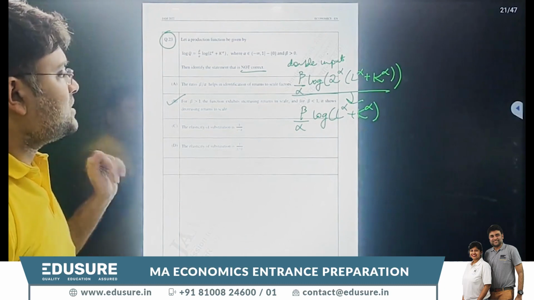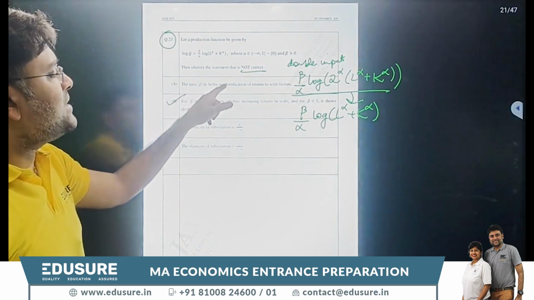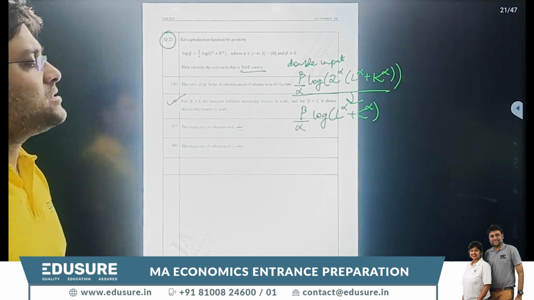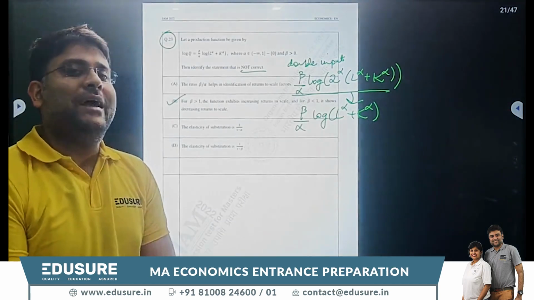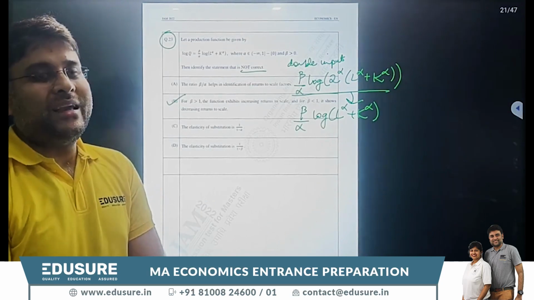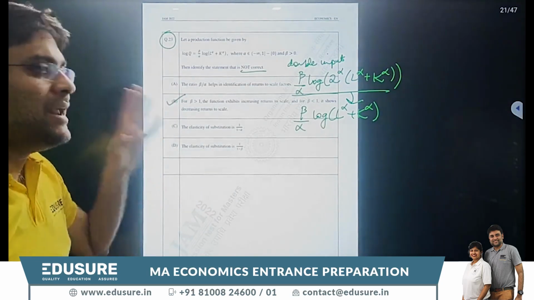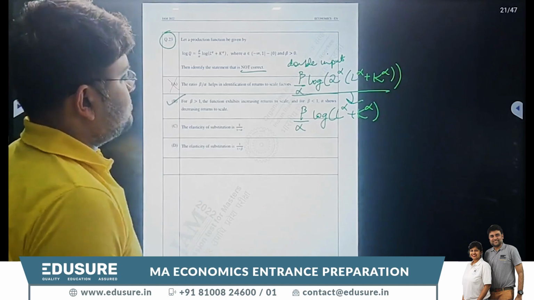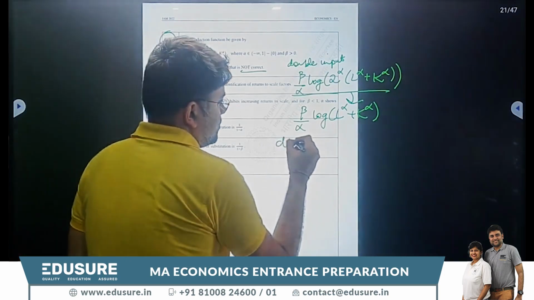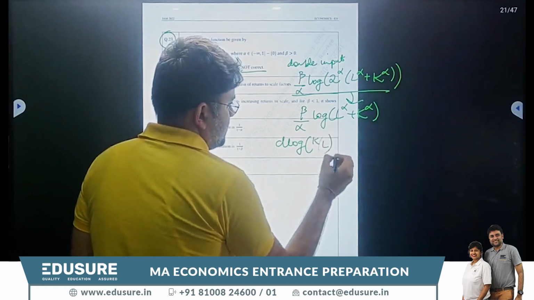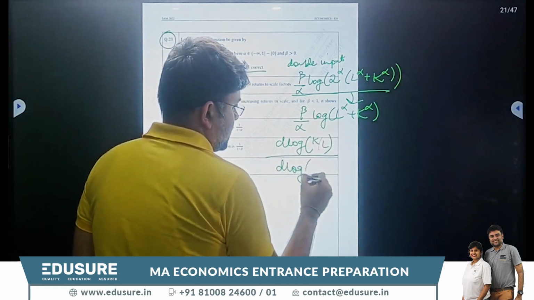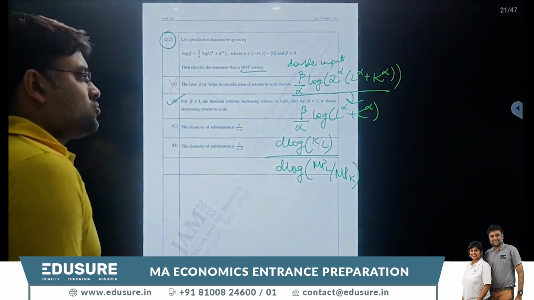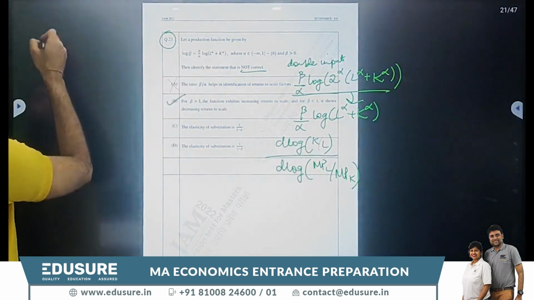Now we need to find out elasticity of substitution. Please understand beta by alpha helps in identification of returns to scale factors. Returns to scale factors is basically 1 by Q dQ/dL, 1 by Q dQ/dK. So that logarithm will enable you to get. So this is correct and hence not the answer. Now elasticity of substitution is basically d log K by L divided by d log MPL by MPK. Okay, so MPL by MPK, let's find out here.